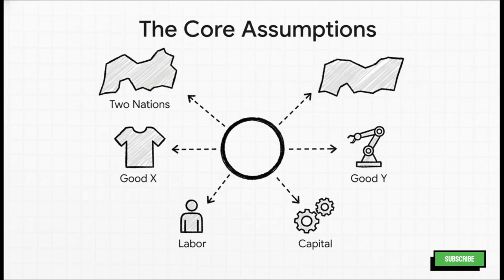So the HO model imagines this simple little world. In it, there are just two nations, and they're making just two different goods. And they're only using two inputs to do it. Labor, people's work, and capital. That's all your machinery and factories. We also just assume that technology is the same everywhere, and that one of the goods always needs more labor, while the other one always needs more capital.